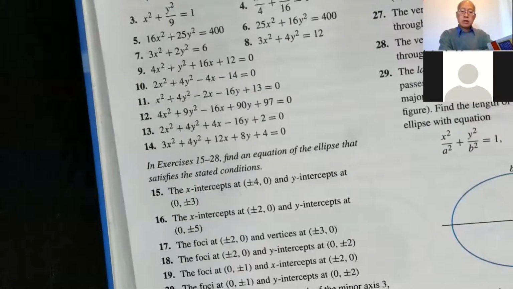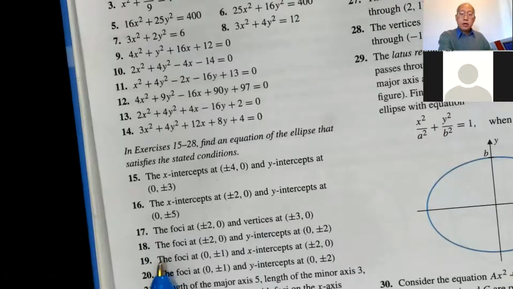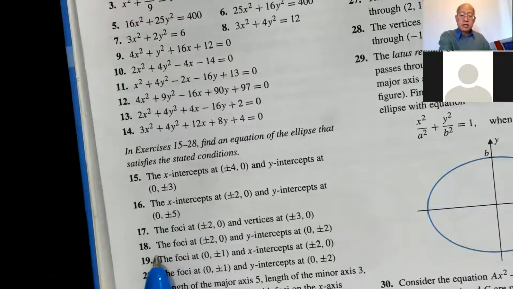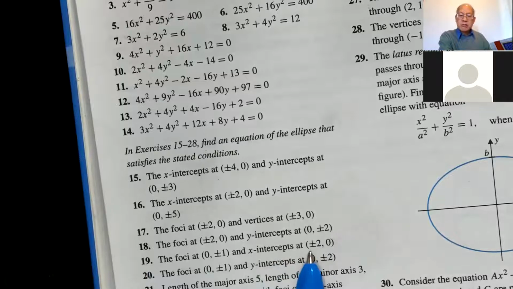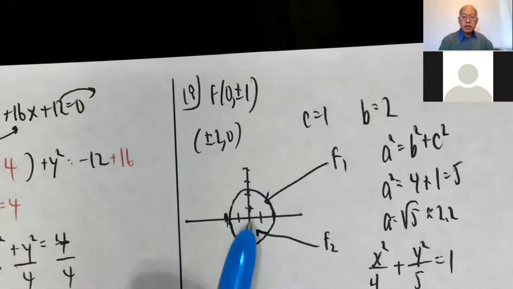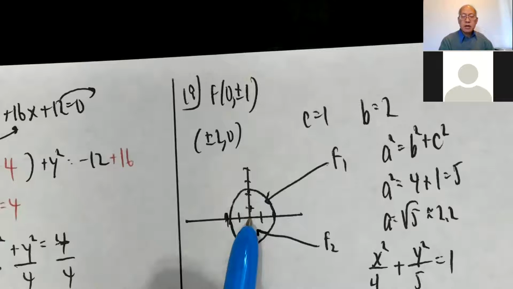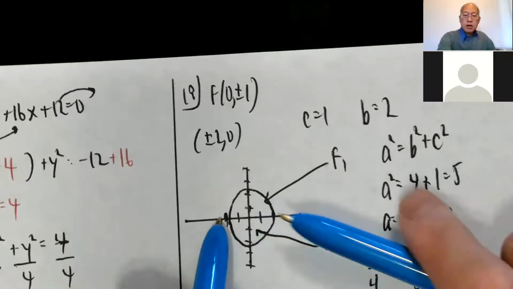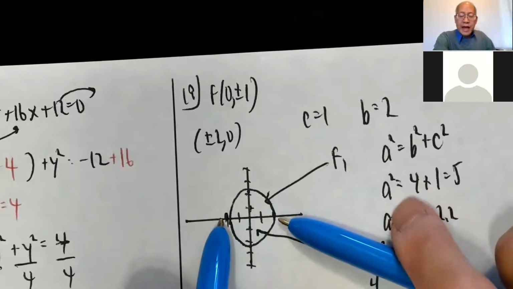Okay, then how do you use something like 19? Find an equation of the ellipse that satisfies the condition. Foci are 0 plus or minus 1. X-intercepts plus or minus 2, 0. So foci 0 plus or minus 1, and we go through plus or minus 2, 0. Those are the endpoints of the minor axis.